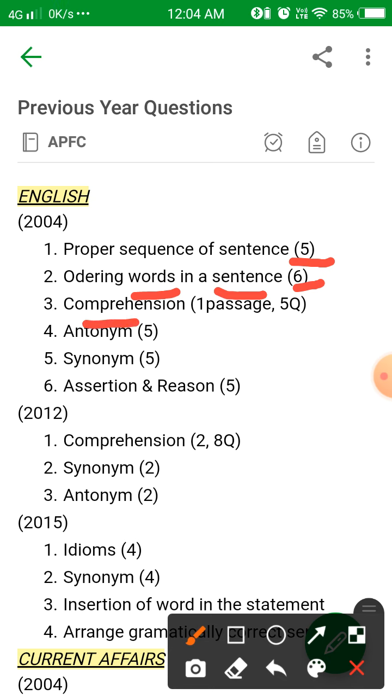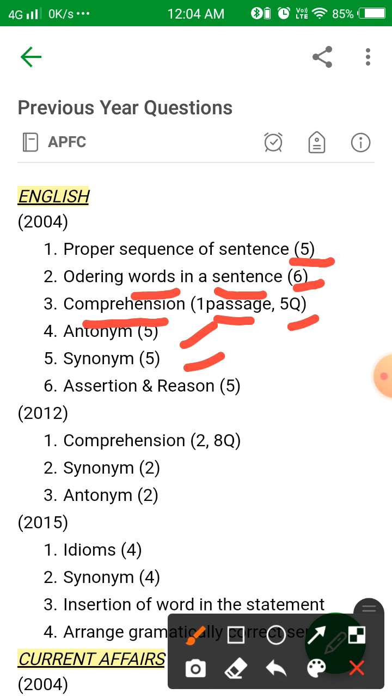Then a comprehension was given, and the questions from the comprehension were provided, and you need to find out the answers. There was one passage given and 5 questions were asked. Then we have antonyms and synonyms. Antonyms were 5 questions and synonyms were 5, and there were certain questions on assertion and reason. Some questions with respect to assertion and reasons were also related to our GS.